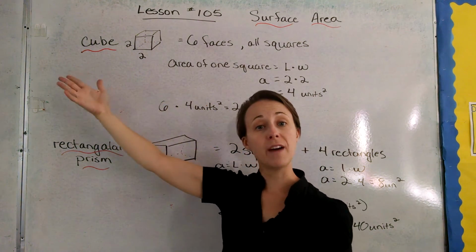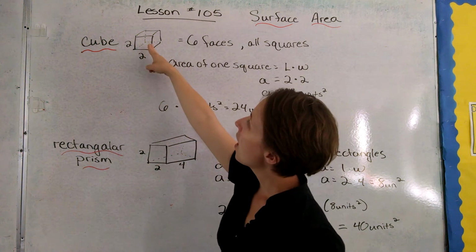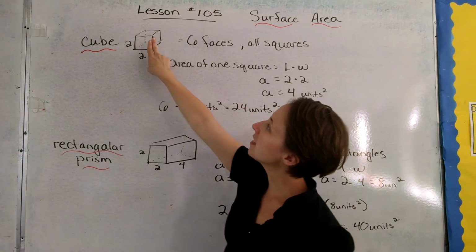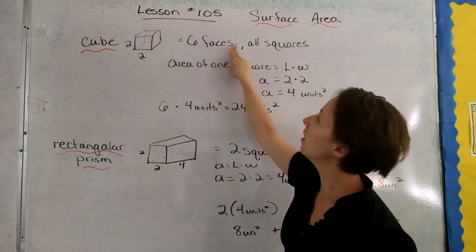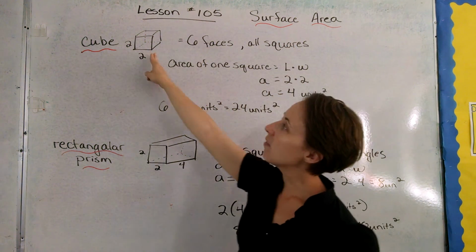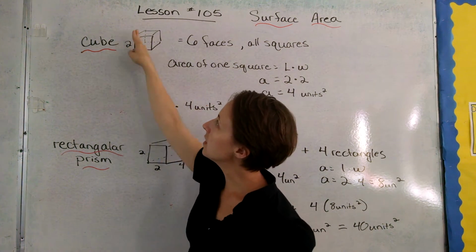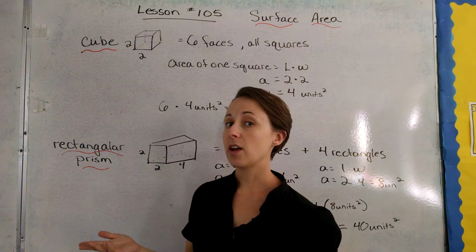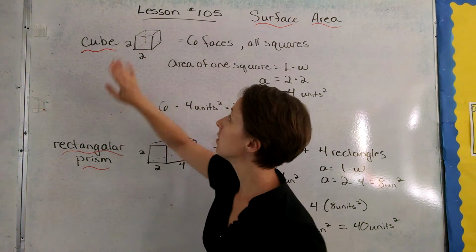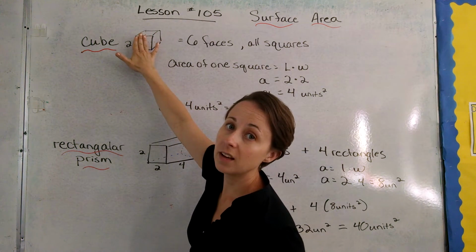For a cube, we've found surface area before. A cube is made up of 6 squares. It has 6 faces. They're all squares. If I have this cube, which is 2 units by 2 units, I could easily find the area of one of those squares. For example, this front square.